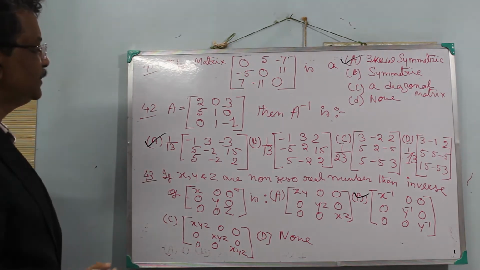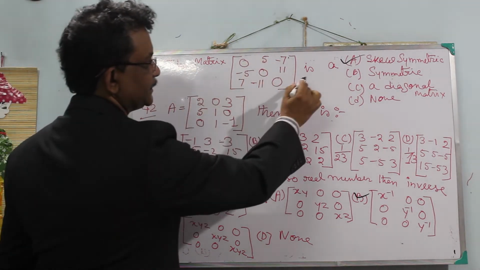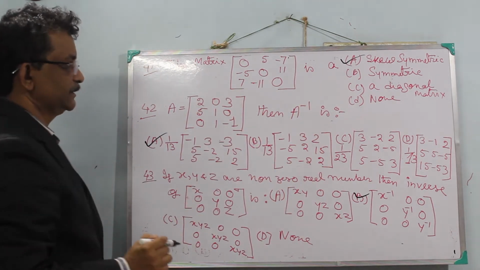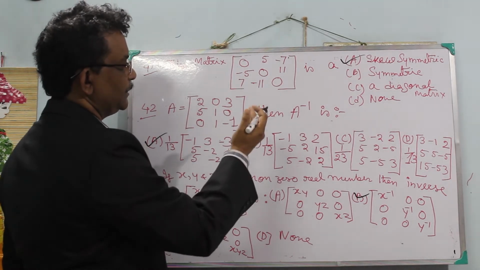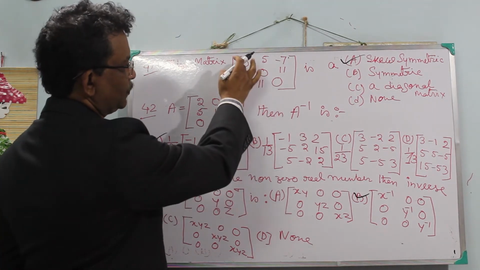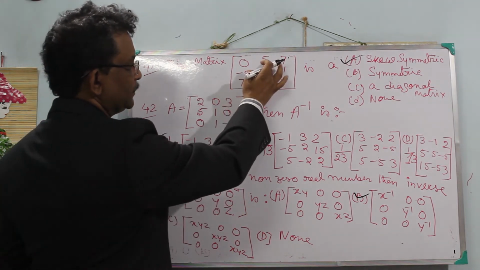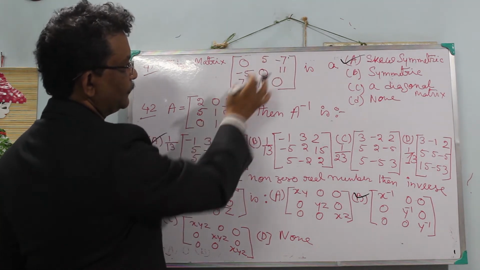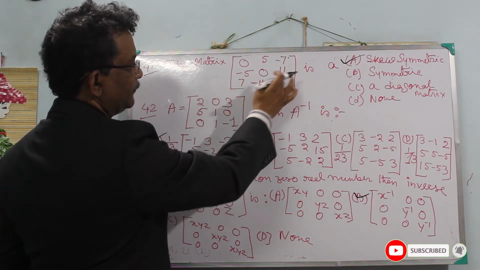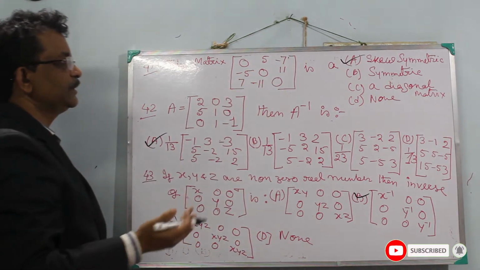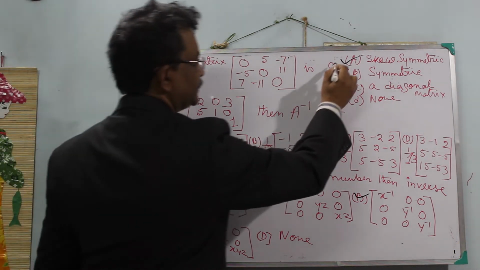So 41 is very easy. It says this matrix is A. What type of matrix is this? You will be able to easily identify a skew matrix. All the leading diagonal elements are 0, and the elements opposite to each other have opposite sign but equal value: 5, minus 5, 7, minus 7, 11, minus 11. So it is a skew symmetric matrix. It is very easy. So the correct answer is this.